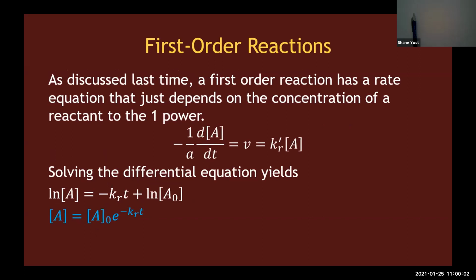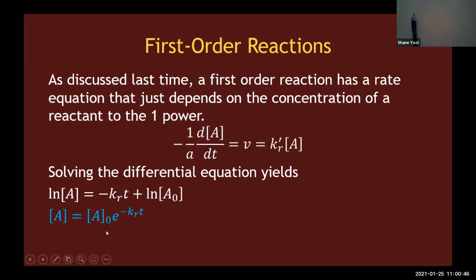go through the derivation of this integrated rate law: ln of A equals minus k_r t plus ln of A naught, or A equals A naught times e to the minus k_r t. Where A naught is your initial concentration of reactant A, A is the current concentration, t is time, and k_r is your rate constant. Now this is k_r here versus k_r prime, and that's because of the 1 over stoichiometric coefficient that appears in this differential equation, which you just lump in with the rate constant to get this general expression.